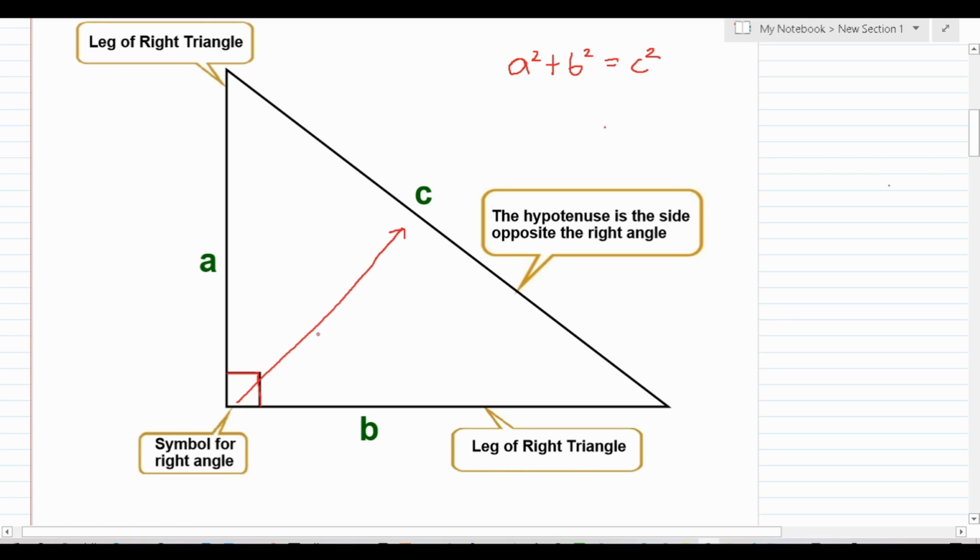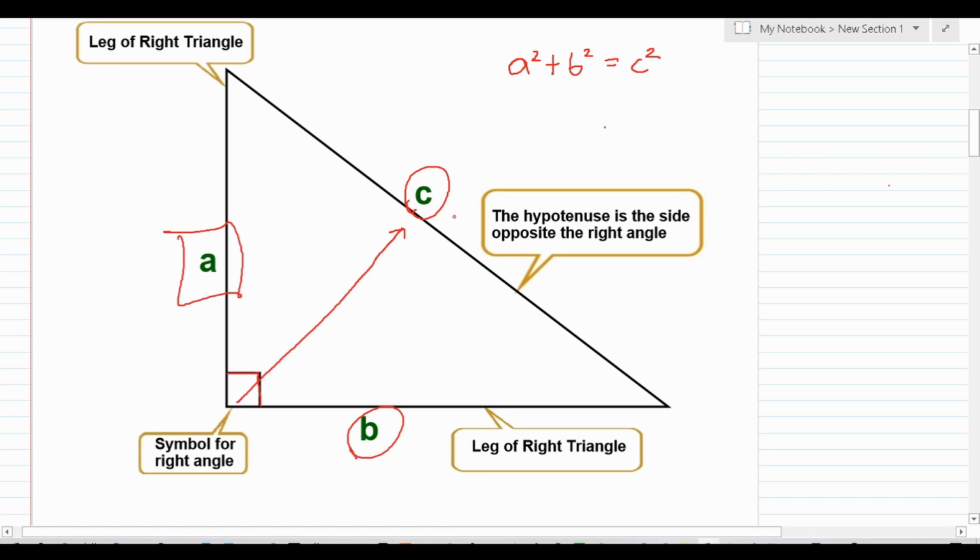What is the purpose or importance of the Pythagorean theorem? Well, the Pythagorean theorem lets you solve for one of these values if you know the other two values. So for example, if you know c and b, you can use the Pythagorean theorem to solve for a. And similarly, if you know a and b, you can solve for c.